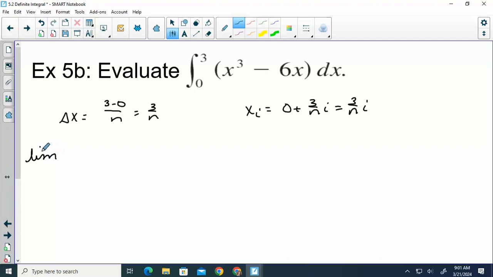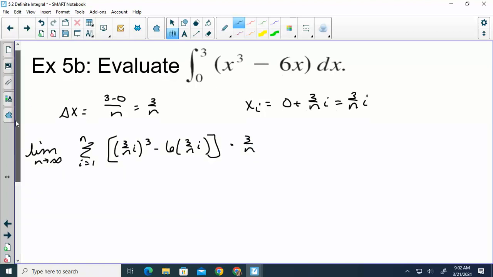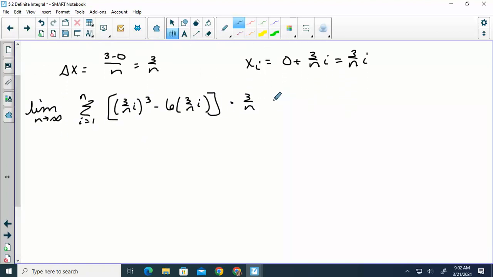So we're going to do the limit as n goes to infinity of the sum from 1 to n, f of x sub i. So we're going to plug this 3 over n i in for all of my x's, times, okay, this was a dx. What do we replace the dx with? Change in x. Alright, so this will allow us to see how good our approximation was.